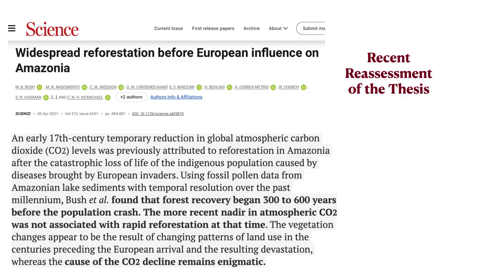Now, no surprise, there has been some recent reassessment. Scholars are not certain this happened. Here's one more recent study, 2021, saying that the forest recovery began 300 to 600 years before the population crash. Well, that begs a lot of questions of why would the forest have been recovered if the population was still as large as it had been or growing. A lot of uncertainty. And in the last line that I've highlighted here, the cause of the CO2 decline in the Little Ice Age remains enigmatic. Yeah, indeed.